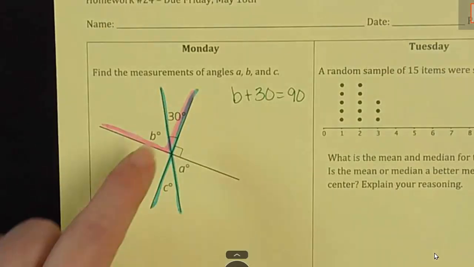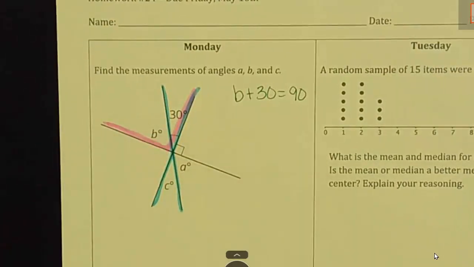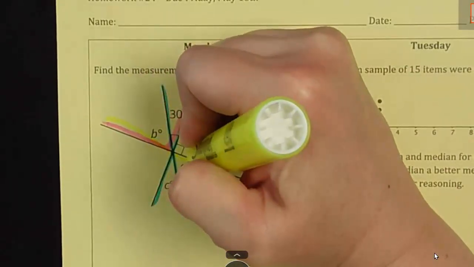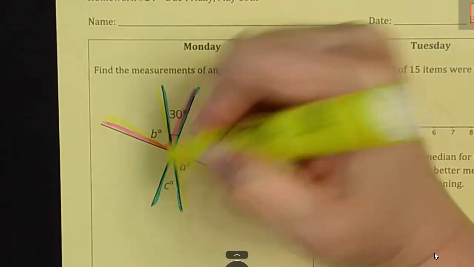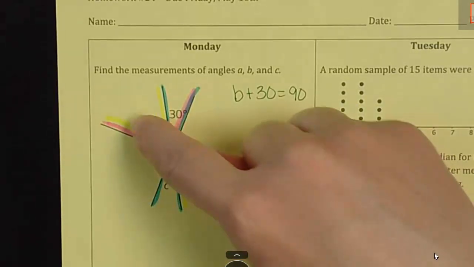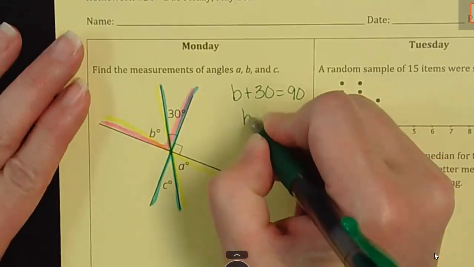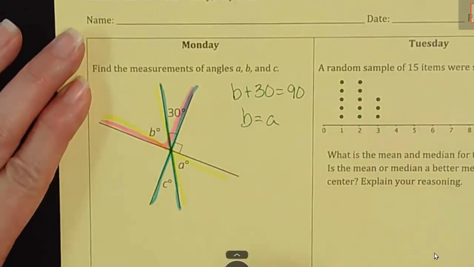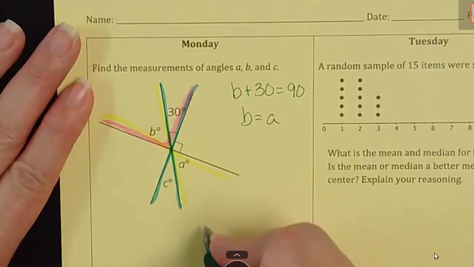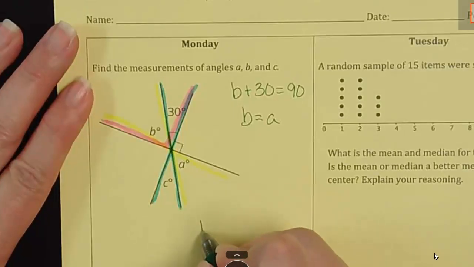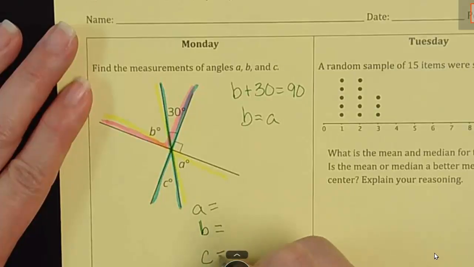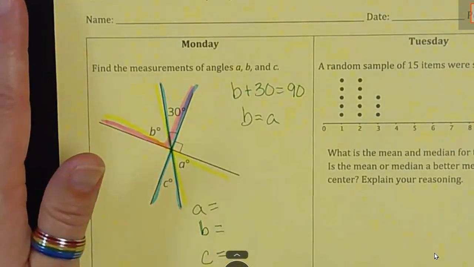And if I can figure out what B is, look at that, we have some more vertical angles. Oh, I don't know if yellow will show up. Oh, it does. We have some more vertical angles right there, and B and A would be equal to each other. So B equals A. So down here, you're going to show me how you figured these out, and then you're going to tell me your answers. A equals, B equals, and C equals. How many degrees is each of those angles?